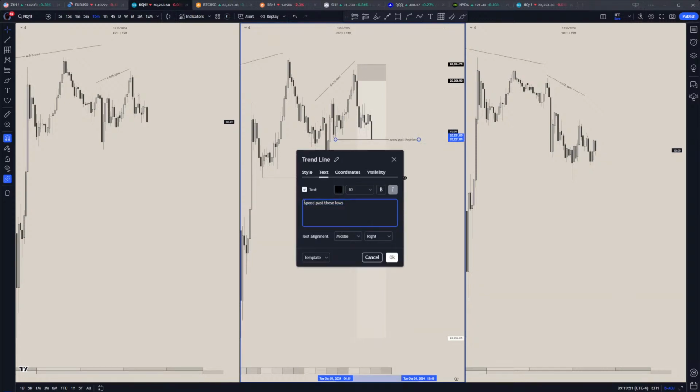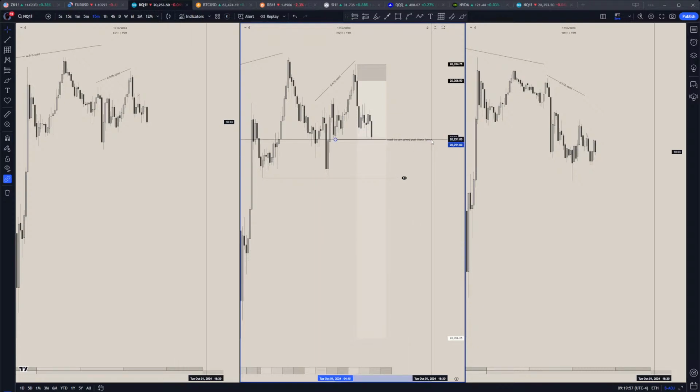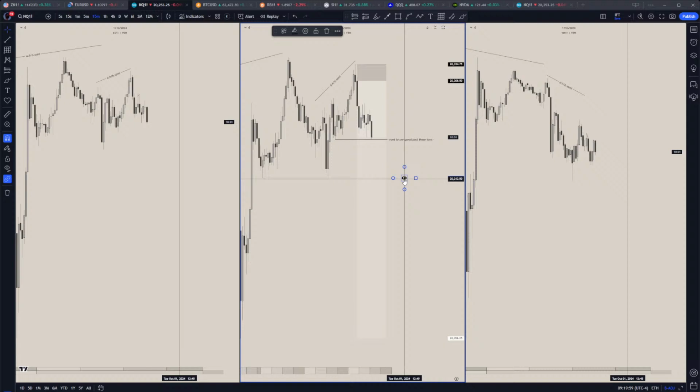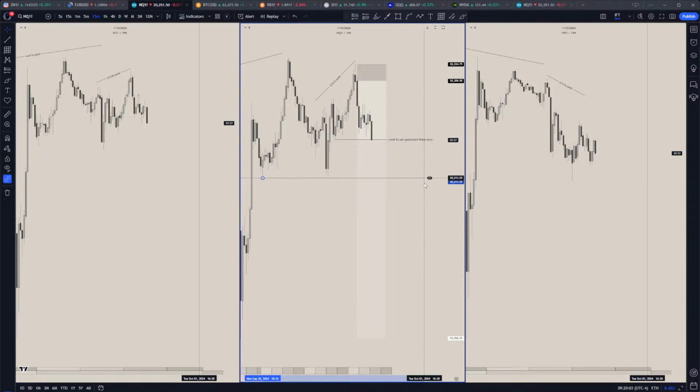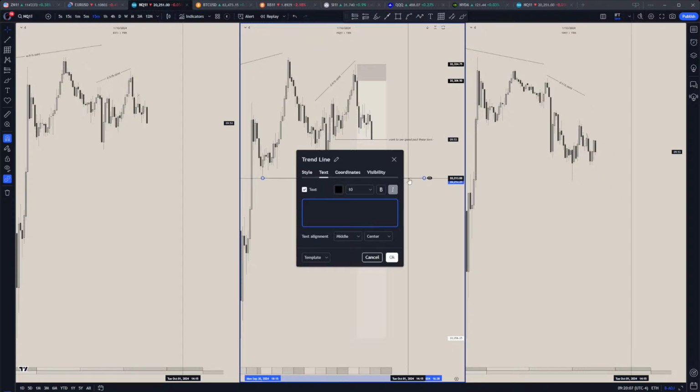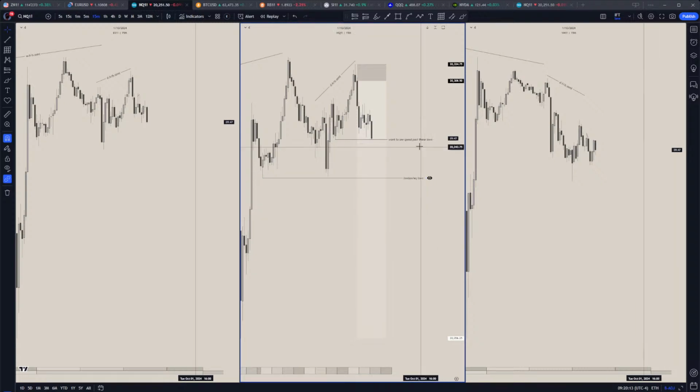Actually, I just want to see speed, and that'll be a good indicator that we're going to go down. Let's see if we can get a really aggressive run now.